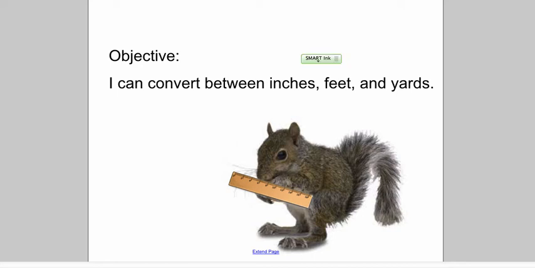Hey guys, it's Mrs. MacPhail, and apparently Mr. Nutty, who apparently is also trying to eat my ruler right now.